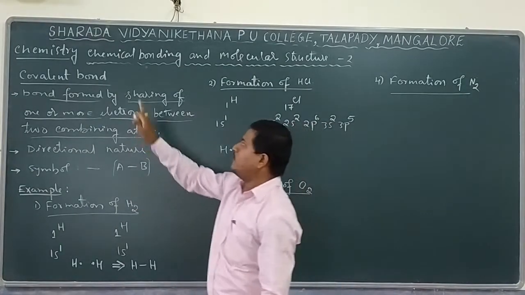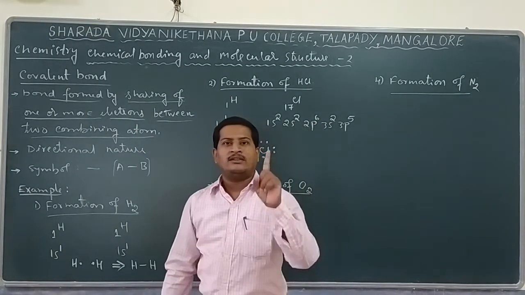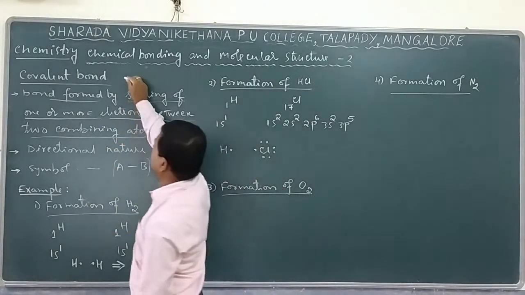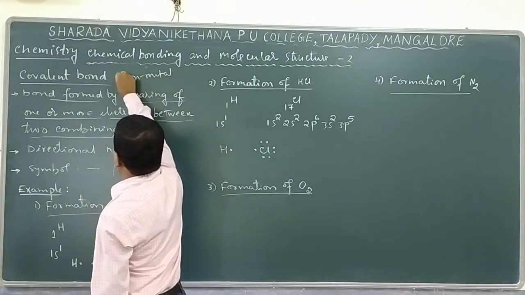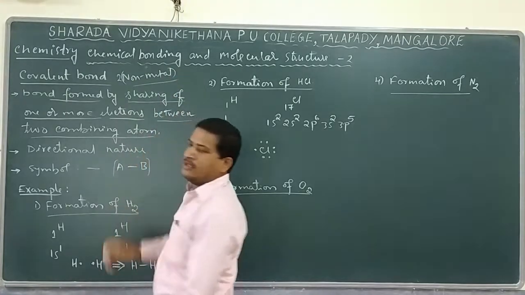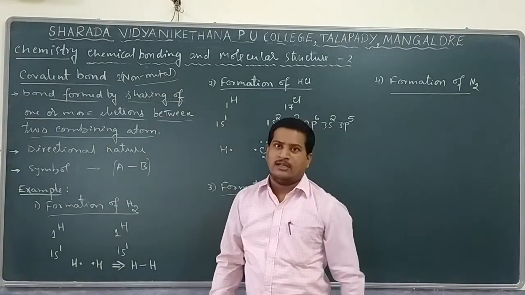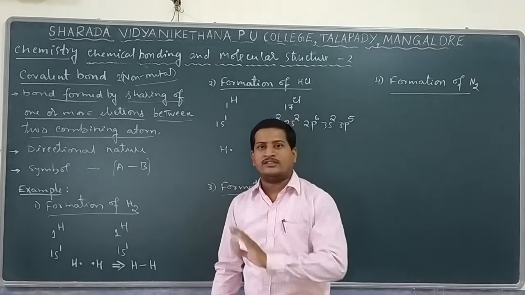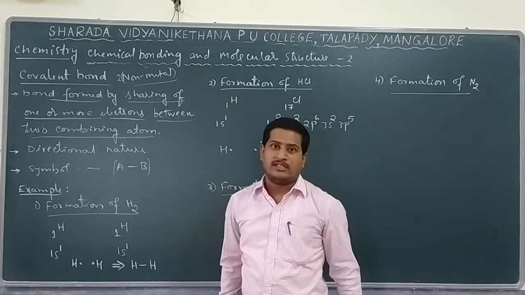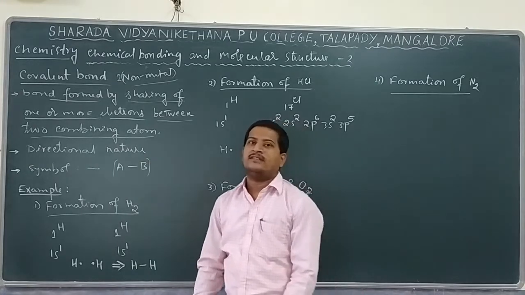Normally this covalent bond takes place between non-metals. We know that covalent bond formation takes place between two non-metals: hydrogen and hydrogen, hydrogen and chlorine, hydrogen and fluorine, hydrogen and oxygen. Like that, the bond formed between two non-metals is the covalent bond.